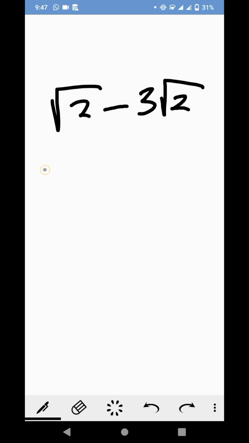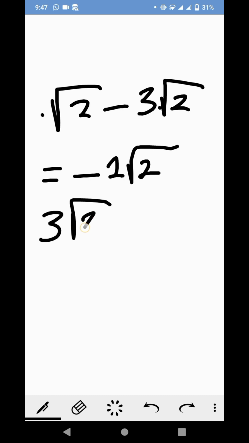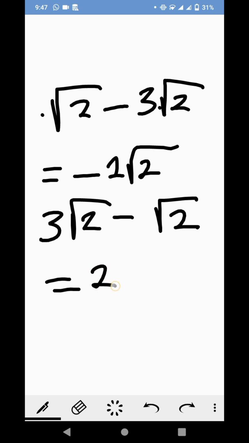So in real figures, we have root 2 minus 3 root 2. This will give you minus 2 root 2, because 1 minus 3 is minus 2. Again, 3 root 2 minus root 2. It's like saying 3 minus 1. This will give you 2 root 2. So like surds can be subtracted, like surds can be added.